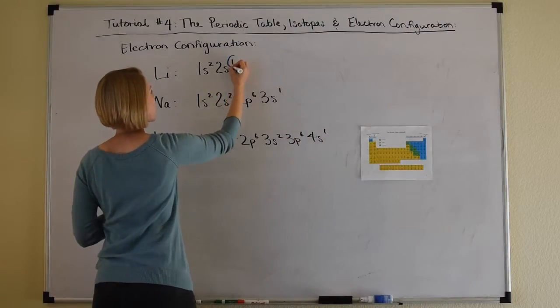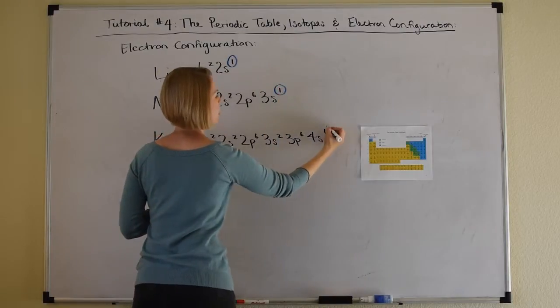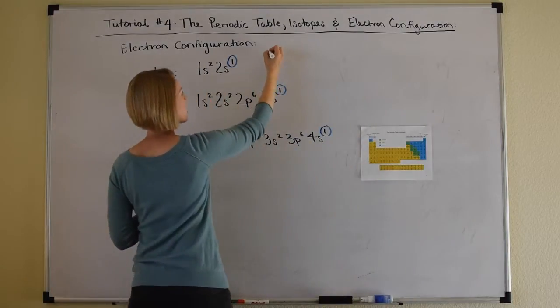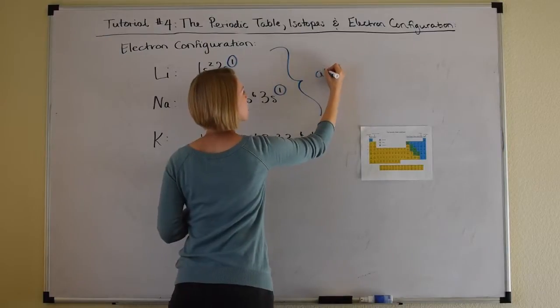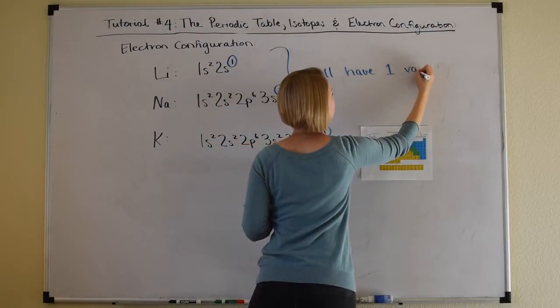Outermost electron energy level is a 2nd here. Outermost energy level is a 3rd here. Outermost energy level is a 4th here. They all have 1 valence electron.